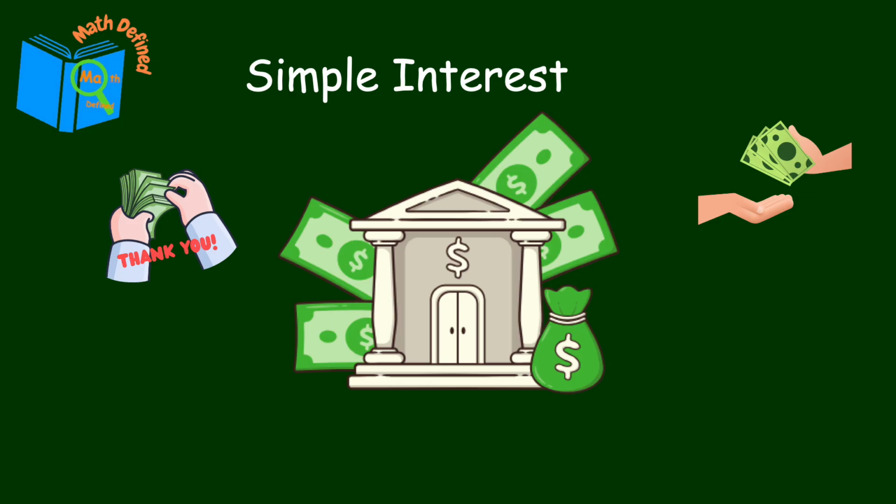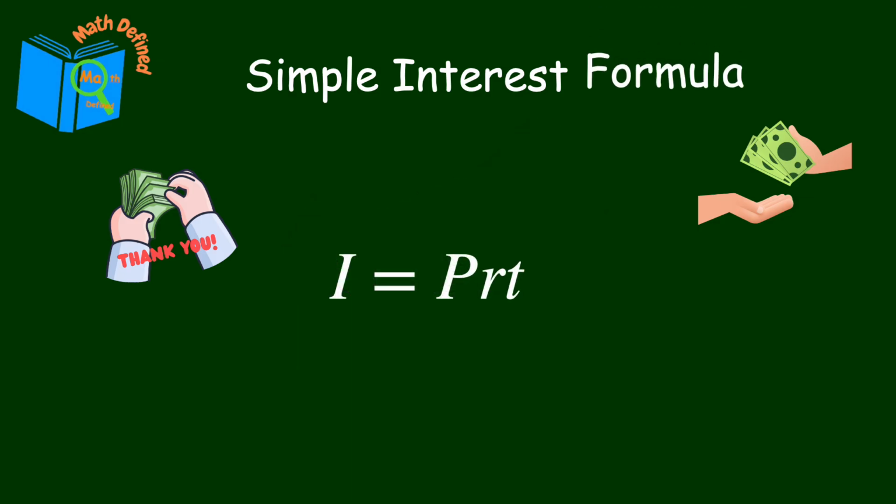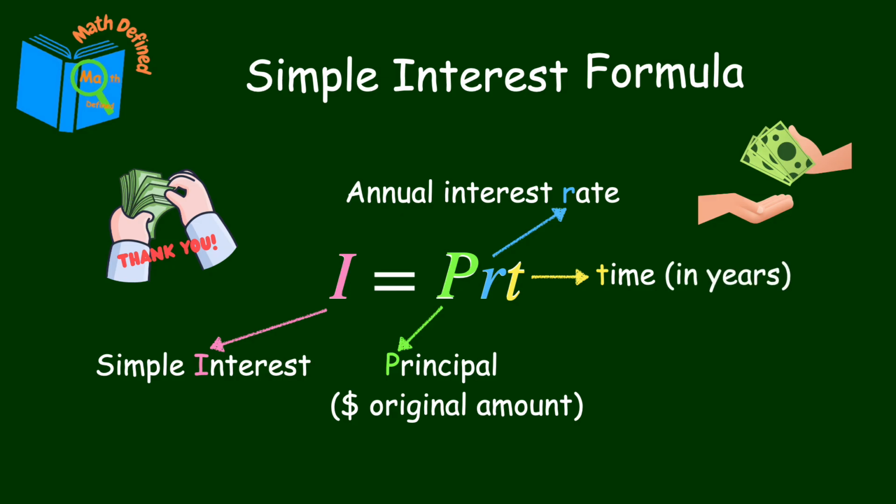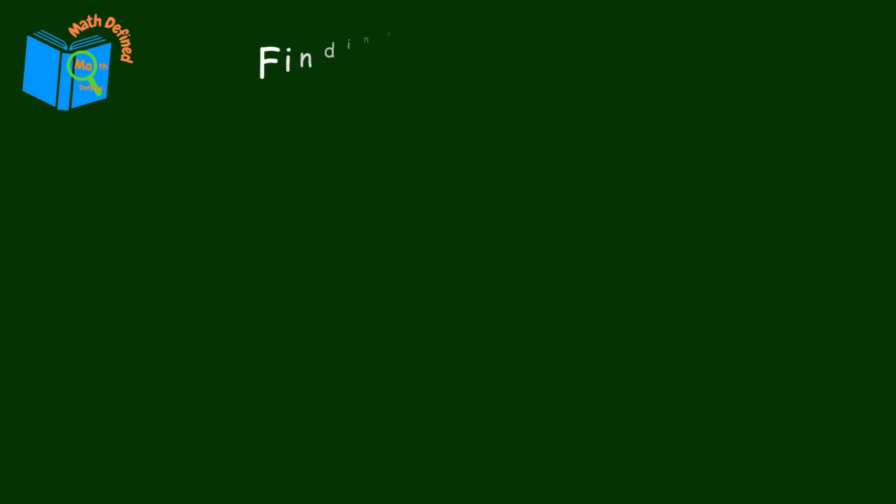We figure it out using this simple formula. I equals P times R times T, where I is the dollar amount of simple interest, P is the principal amount or the amount of money you started with, R is the annual interest rate written as a decimal, and T is the time in years. Let's jump right into some examples.